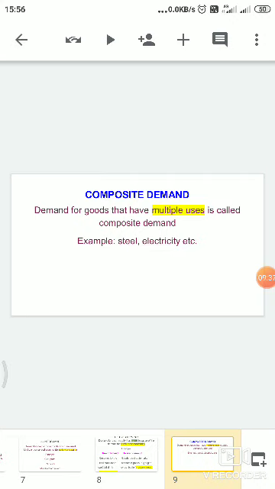So, these were the 5 types of demand. Kindly go through it in your books, and if any queries, revert. Next video will be on the factors affecting demand. Thank you.